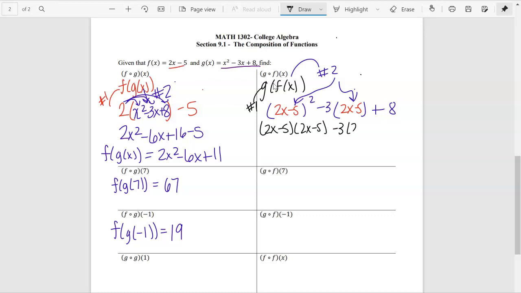So we have to do FOIL on this part. The first times the first is 4x squared. First times the outer, I guess the outer is 2x times -5, which is -10x. Inner, -5 times 2x is -10x. And then the last, -5 times -5 is positive 25.